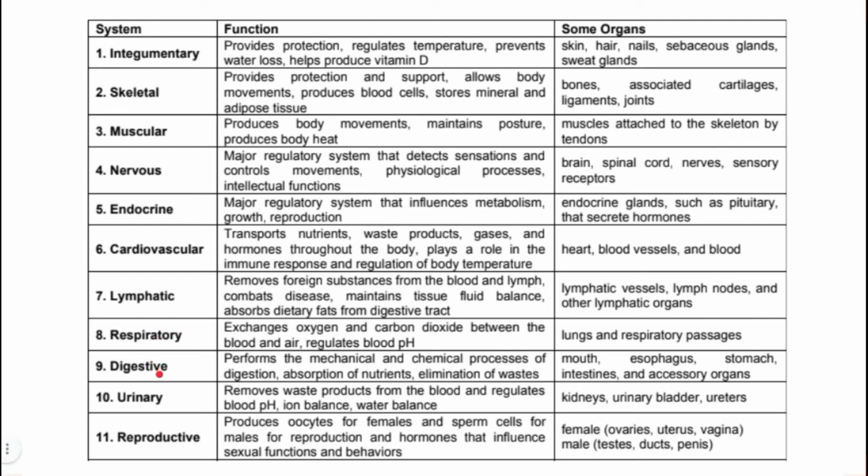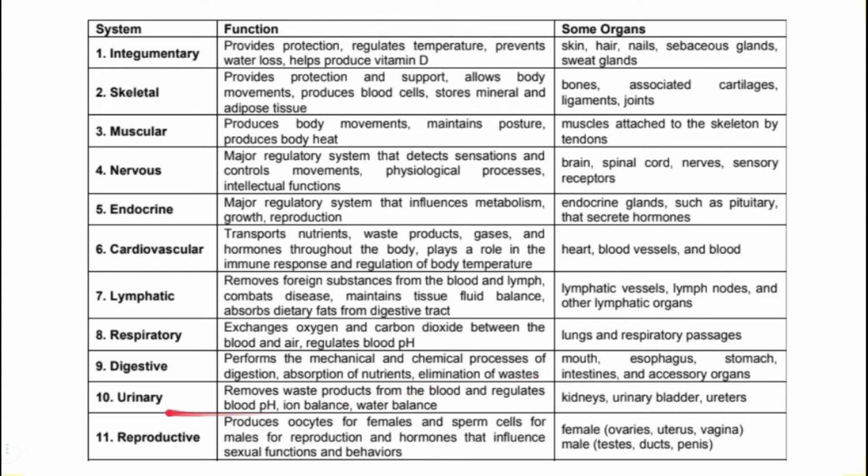Number 9, we have your digestive system. This performs the mechanical and chemical processes of digestion, absorption of nutrients like in the small intestine, and the elimination of waste or stool. So under the digestive system, we have your mouth, esophagus, the stomach, the intestine, and other accessory organs like the liver.